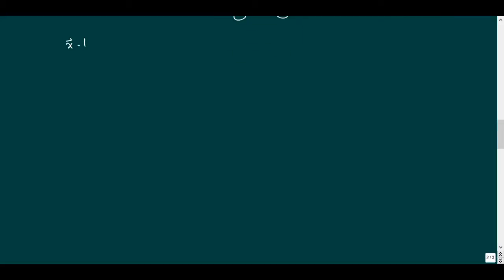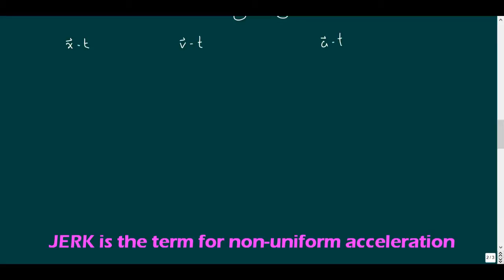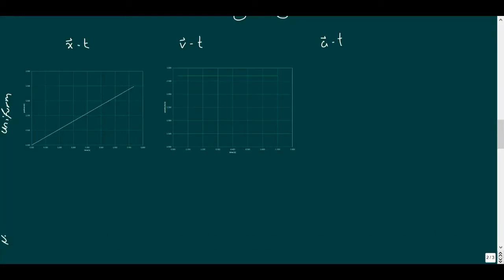And this is true when we look at our different motion graphs. We're familiar with position time and velocity time, and we'll extend our ideas to acceleration time. We'll limit our discussion there as we'll only consider uniform acceleration. Non-uniform acceleration is for jerks anyways. So for uniform motion, position time and velocity time look like this, and here's how they look for non-uniform motion.